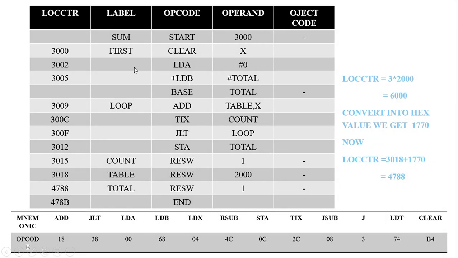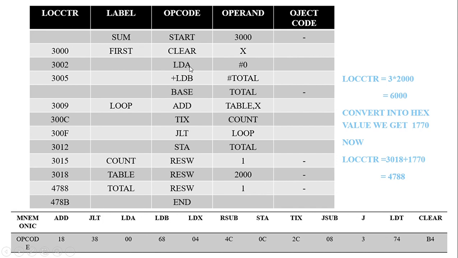Now let's come to the location counter. How to find out the location counter for each and every instruction. Now let us consider CLEAR X, with the starting address 3000. CLEAR X is the first instruction, which is of format 2. Therefore, we increment the location counter value by 2. Therefore, we get 3002 as the next location counter.